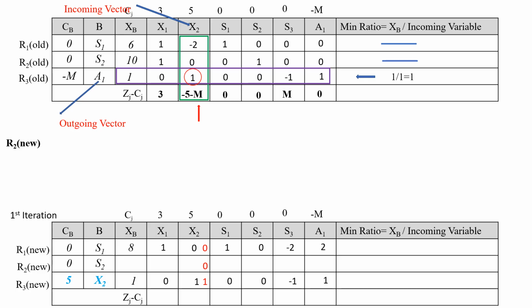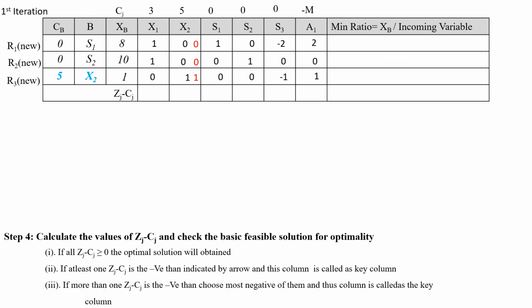Next we apply the row operation for row 2. In the old simplex table its value is 0, and in the new simplex table it also becomes 0. So no changes are required in the second row. That is, R2 new equals R2 old, so the same values are written in R2 new also: 10, 1, 0, 0, 1, 0, 0. This is the new simplex table, or first iteration table.